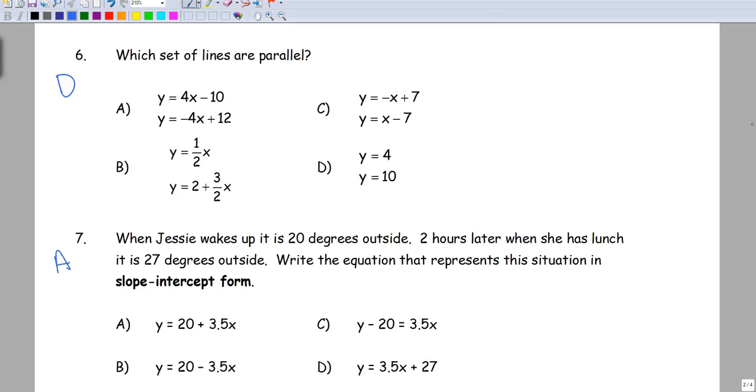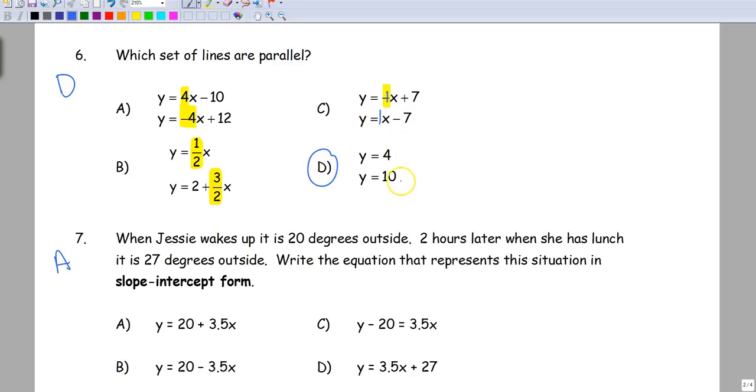Number 6, this one's a little bit tricky. You should be able to figure out the answer just by eliminating a bunch of them, but I'll make sure I explain why D is correct as well. Letter A, your slopes are different. You have 4 and negative 4, so it can't be A. B, your slopes are also different, 1/2 and 3/2. C, your slopes are also different. This is a negative 1 and a positive 1, which really leaves D as your only option.